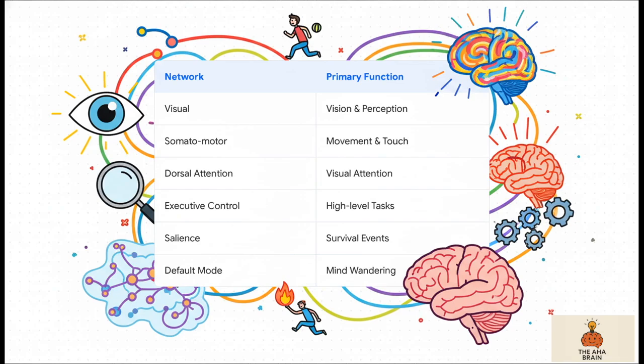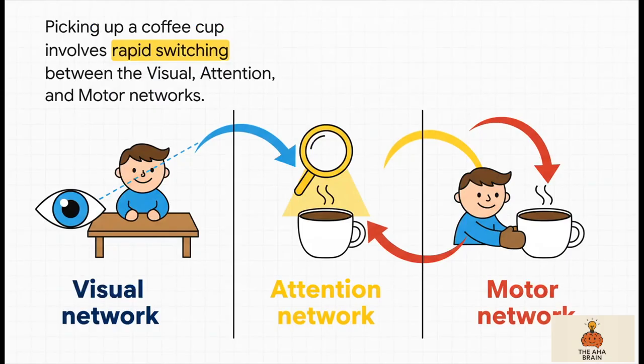You've got your visual network, obviously for seeing, the somatomotor network for movement and touch, but then you have things like the executive control network. That's like the CEO of your brain for high-level planning. And the salience network, which is like your brain's alarm system, flagging anything that might be important for survival. And then there's that last one, the default mode network. We'll get to that one in a minute. It's a weird one.